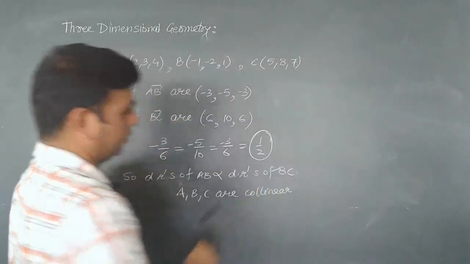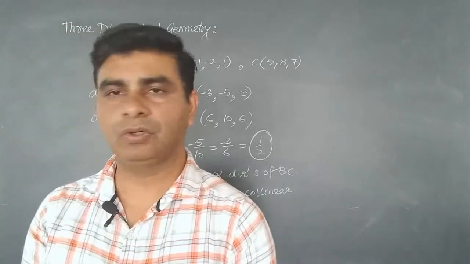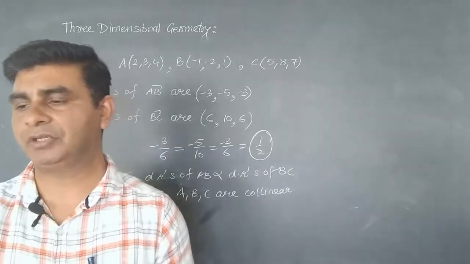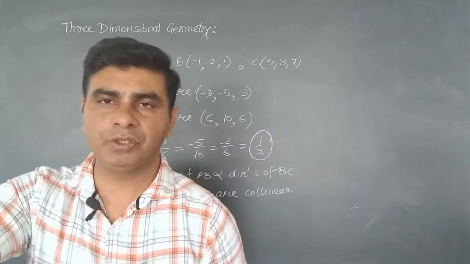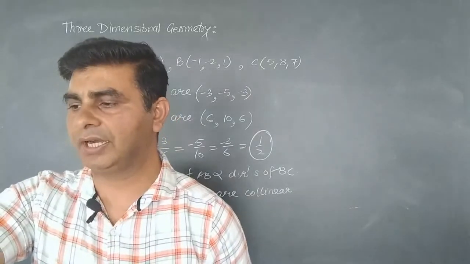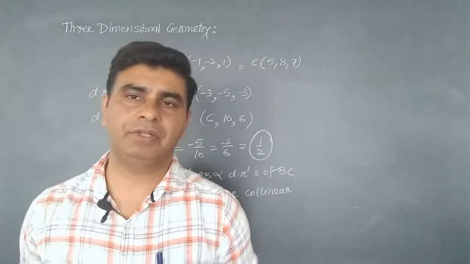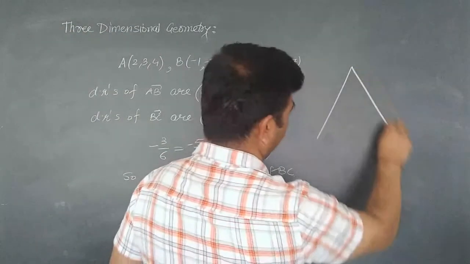Now let's do question number 5. This one should be done by yourself, my dear students, in which we need to find the direction cosines of the sides of a triangle whose vertices are given to you. Vertices means where the sides meet each other.